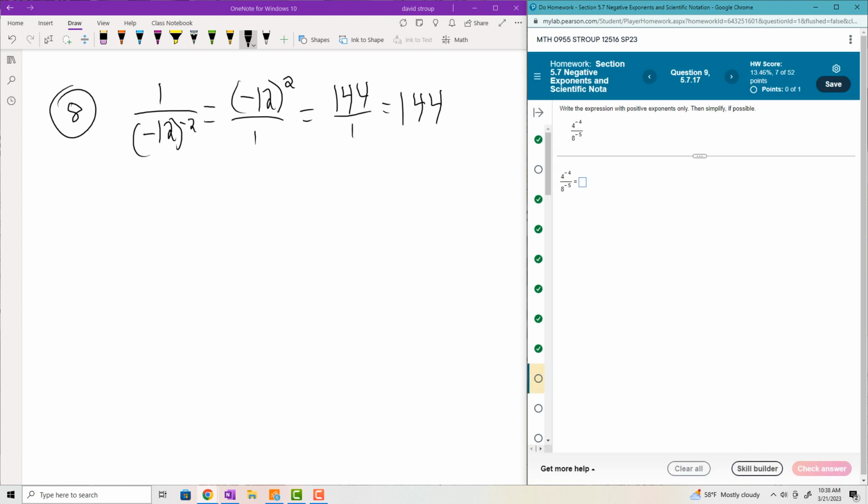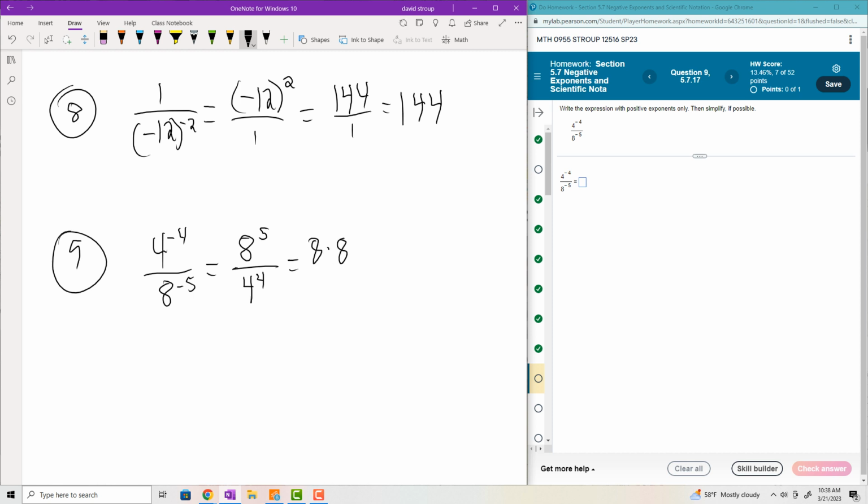Now we have multiple terms in the top and bottom. So if you have a problem like this, it's just move up or down in order to get rid of those negative exponents. Okay, so here I'm going to move the 4 down, the 8 up. So move the 8 up, I get 8 to the positive 5th. Move the 4 down, 4 to the positive 4. And then I'm going to literally, because I don't feel like getting my calculator out, rewrite using the definition of the exponent as repeated multiplication, and then simplify.